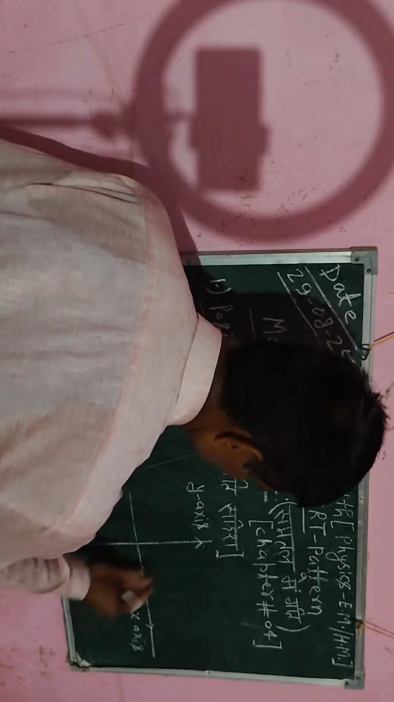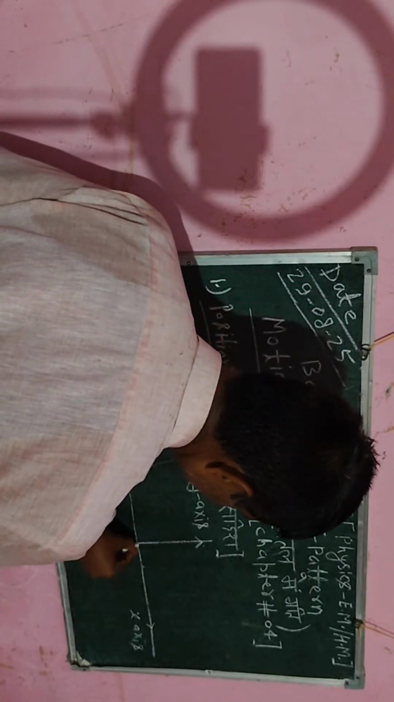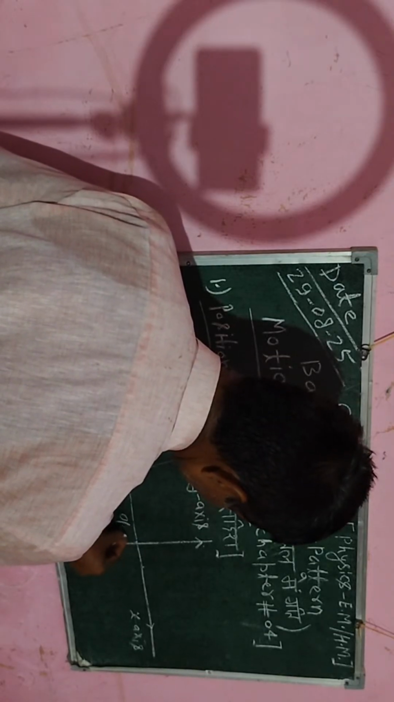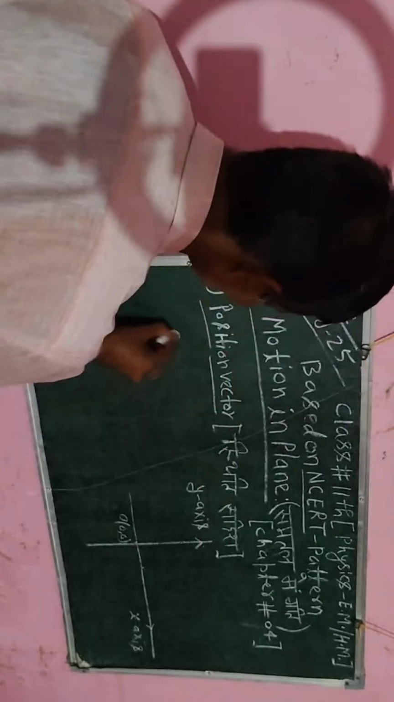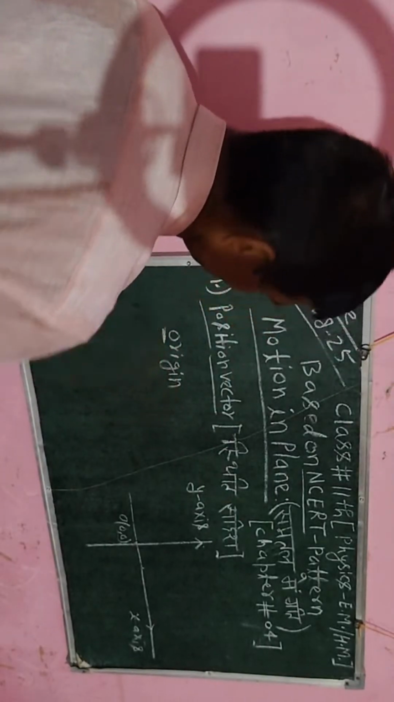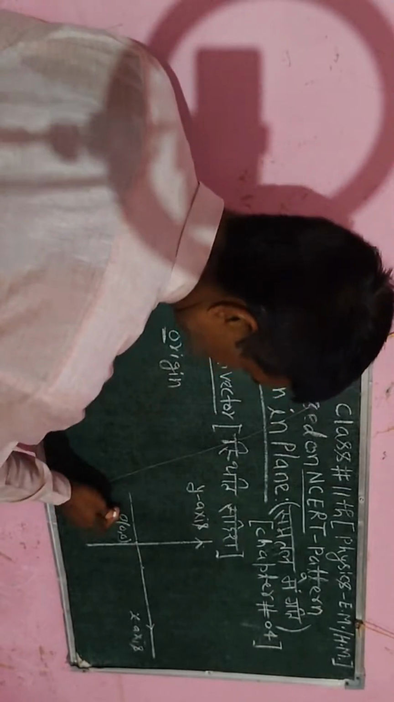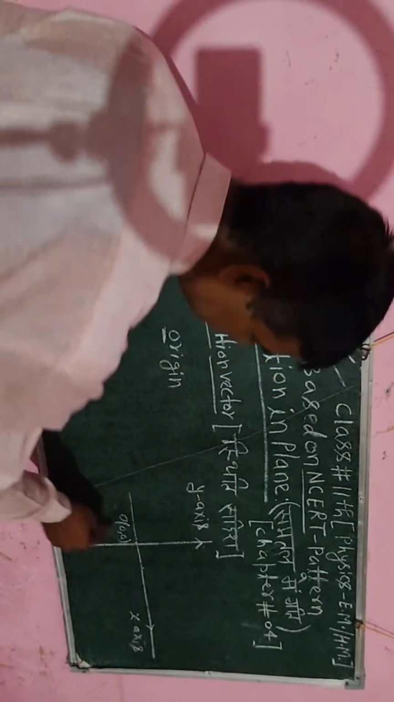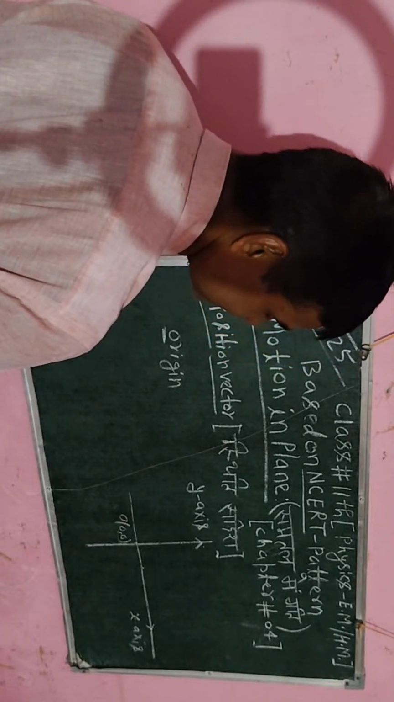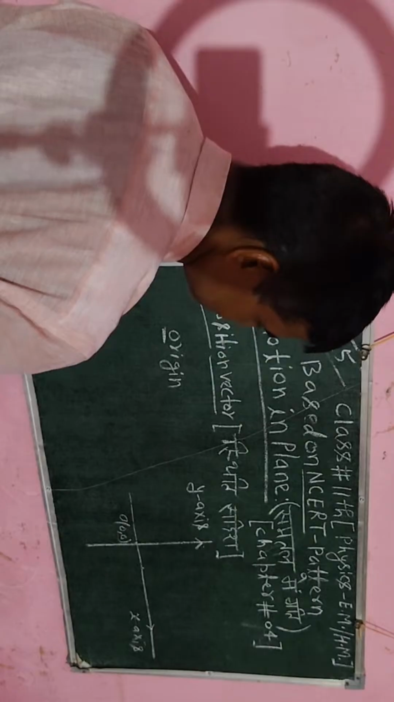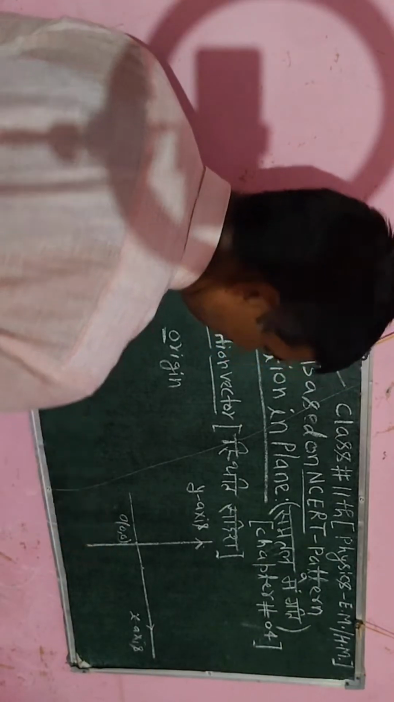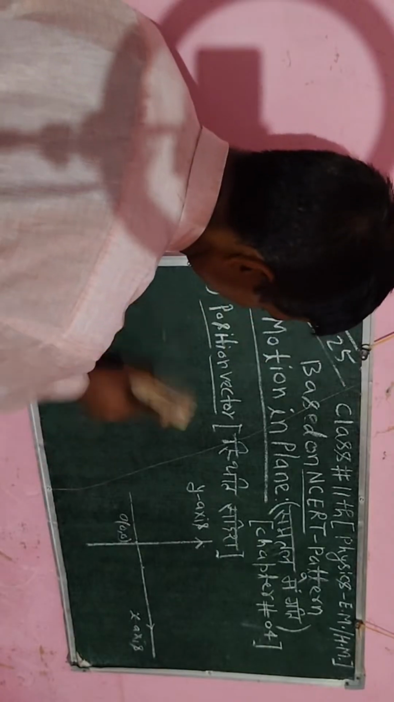Now the intersection of these two axes, I will call the origin, and its coordinates will be 0, 0. Origin starts with O, so I am putting here O, not 0. But here the coordinate will be 0, meaning the value of abscissa is 0 and the value of ordinate is also 0. It means that the value of x is 0 and the value of y is also 0.